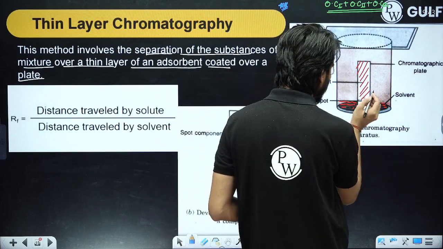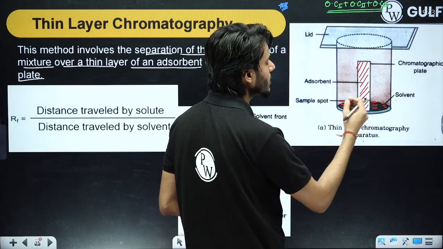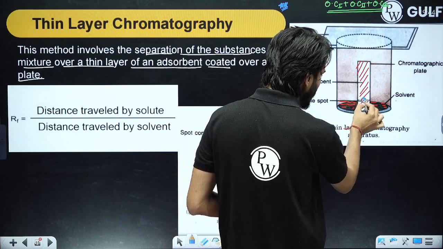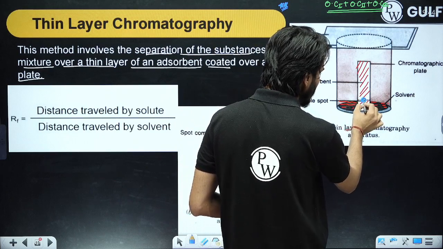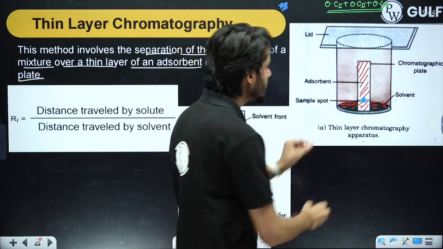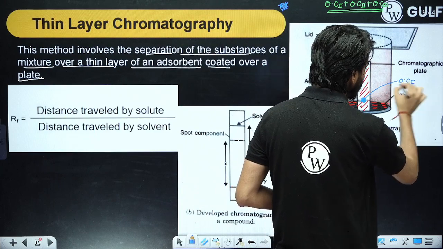Let's suppose you have that organic compound. You will take a limited amount of it and put a spot of that organic compound on this chromatographic plate. All right, guys, this spot is nothing but a mixture of different organic compounds.